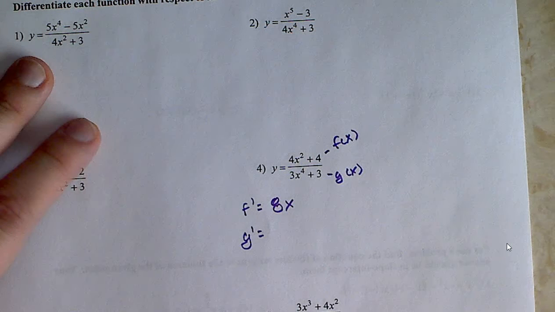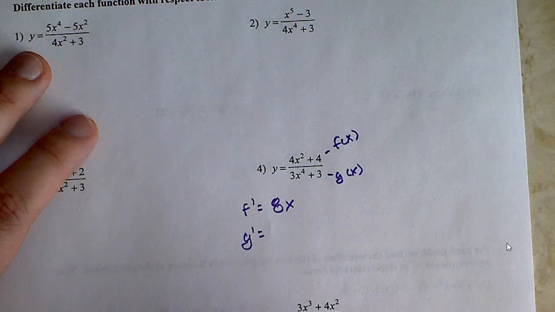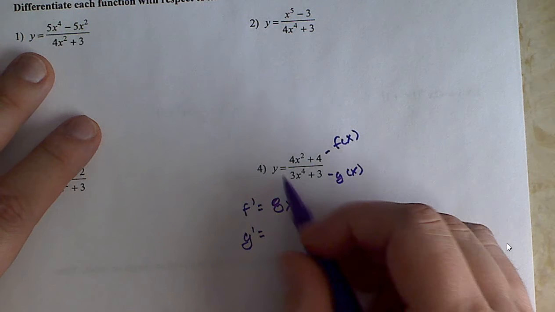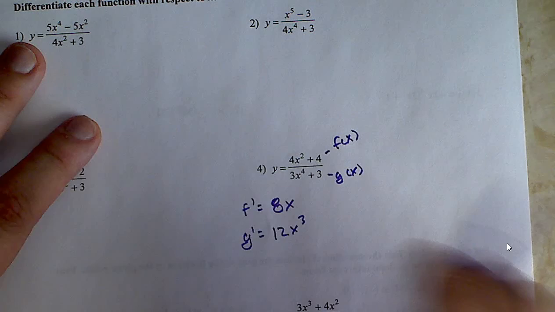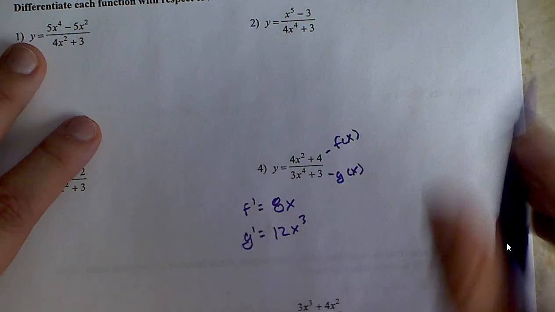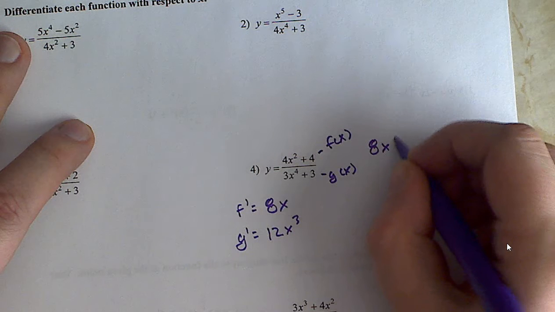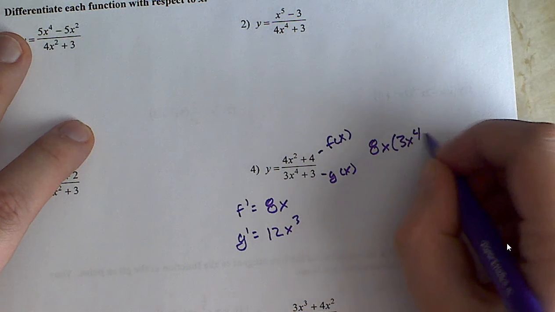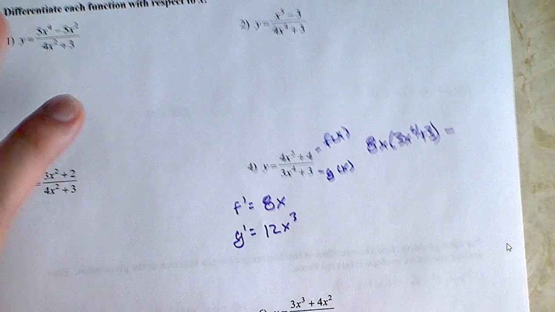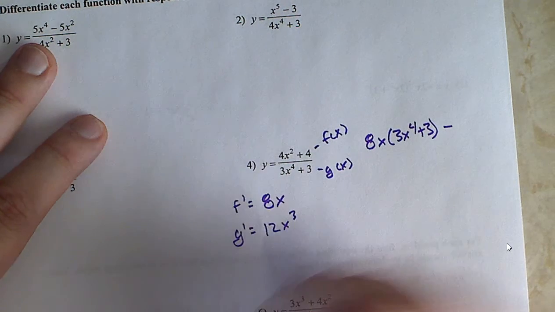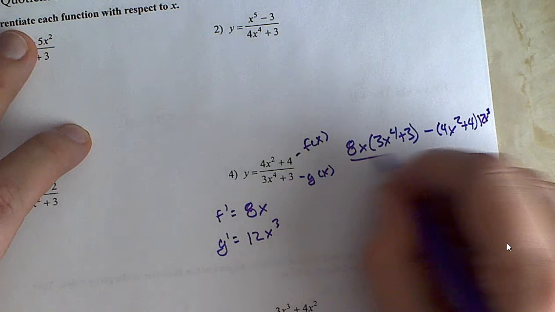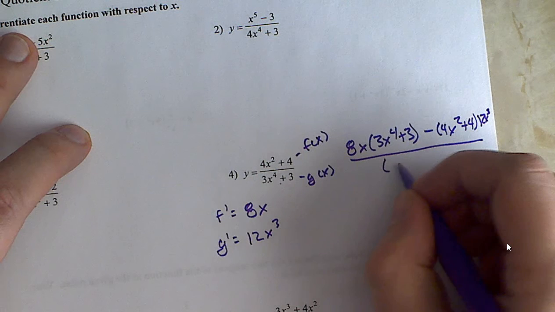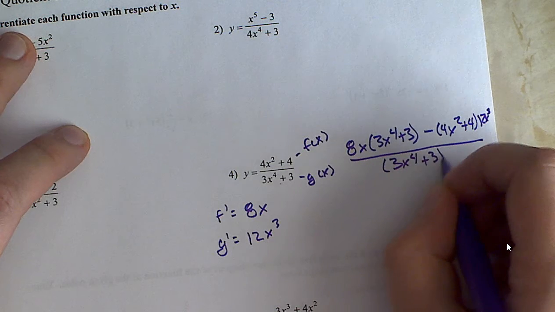Cool. Michael, what's g prime? What's g prime? Cool. So now we're going to do f prime times g. So 8x times, in parentheses, 3x to the 4th plus 3 minus f times g prime. So 4x squared plus 4 times 12x to the 3rd all over g squared. So quantity 3x to the 4th plus 3 squared.